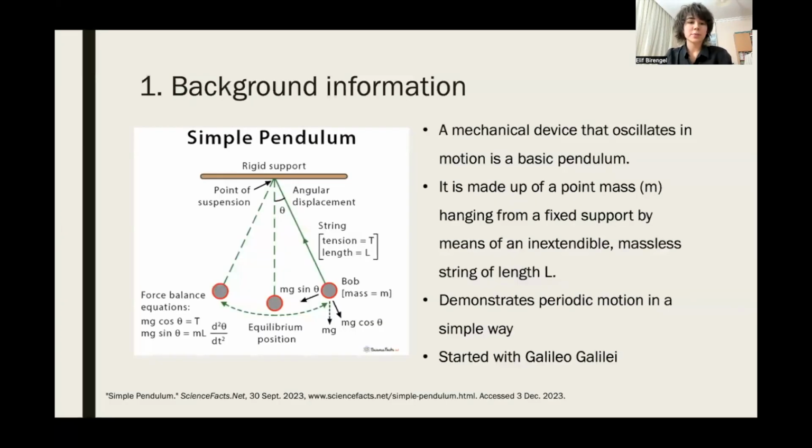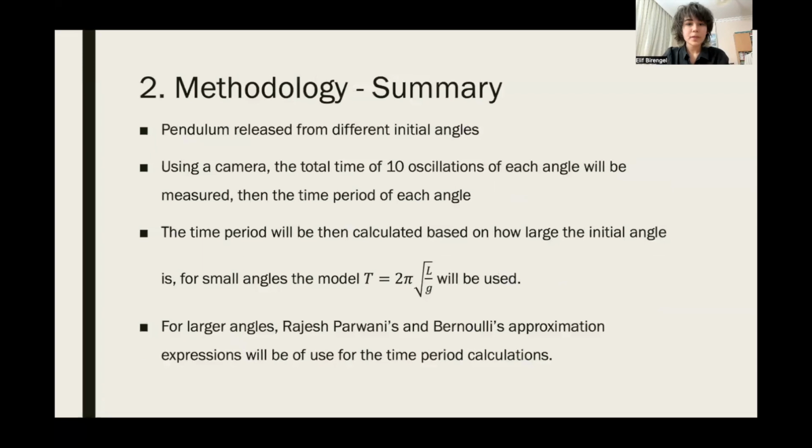So when it comes to our background information, a simple pendulum is a mechanical device that oscillates in motion, and it is made up of a mass and a string of length L, and it demonstrates periodic motion in a really simple way. And my methodology includes just a pendulum released from different initial angles.